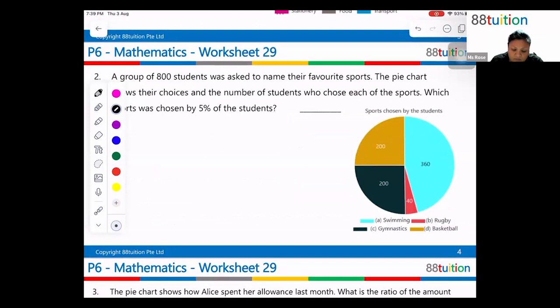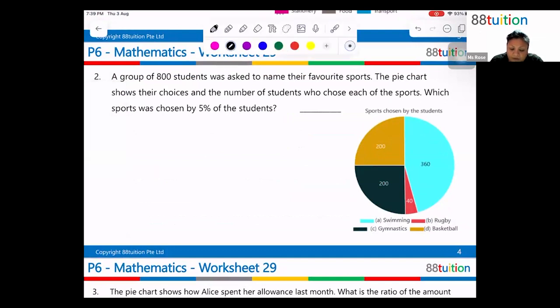A group of 800 students. So now they tell you that there are 800 students. This is very important information. Very rarely would you have colors, but in this exercise, the pie chart has beautifully been done to give you colors. Okay, I'm not sure why my iPad is writing so slowly.